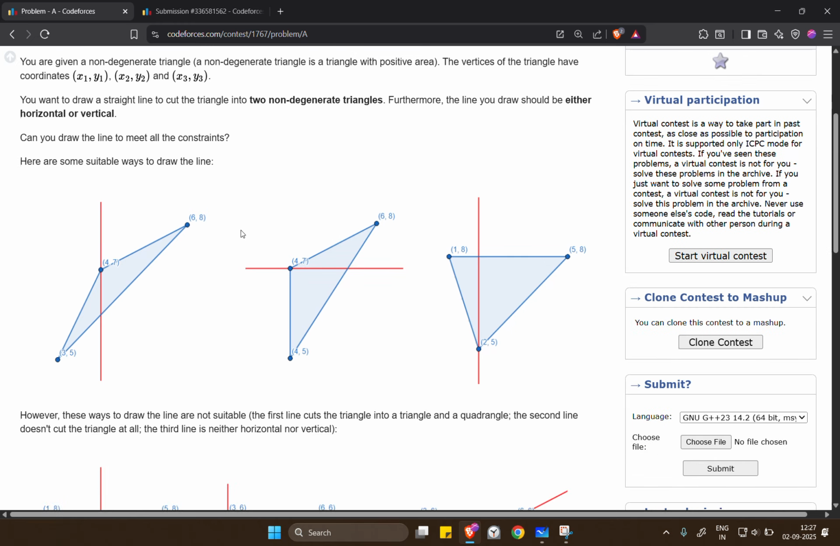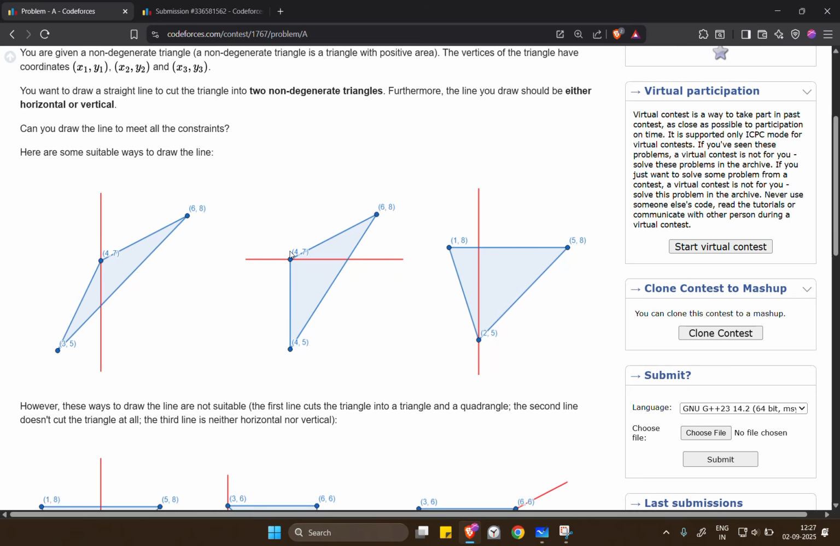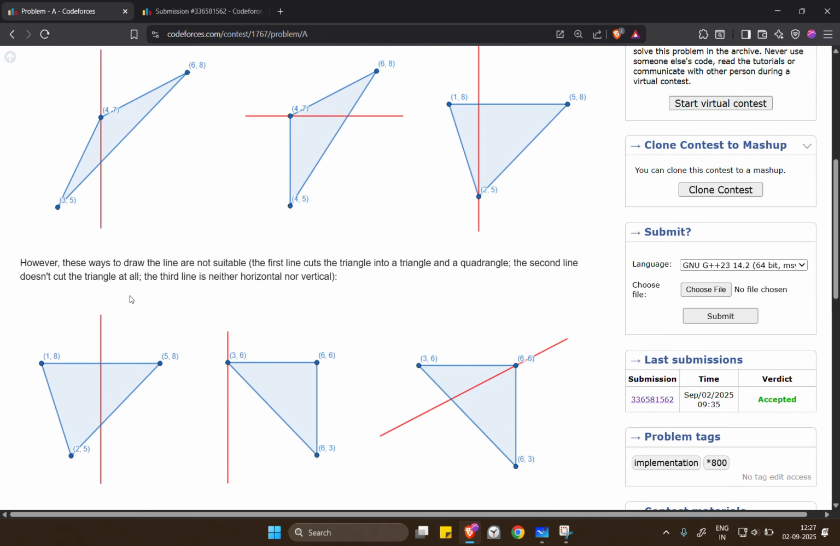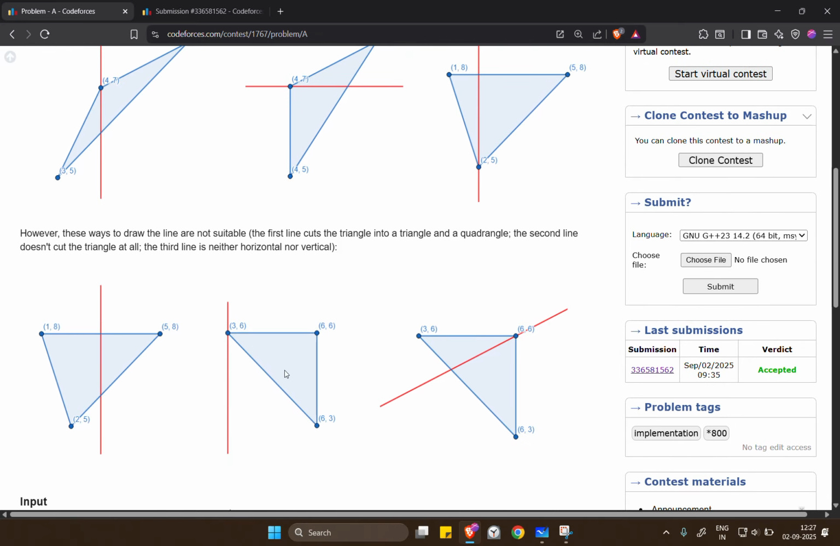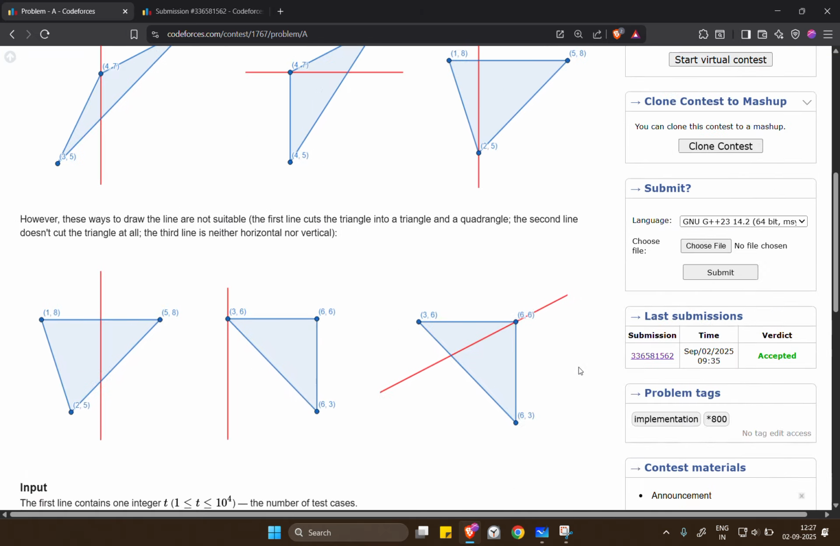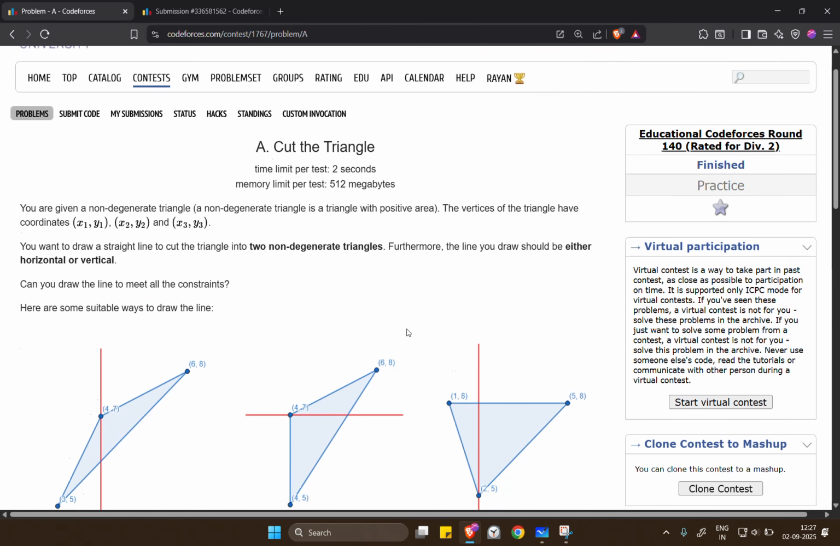Okay, so these are some proper ways to cut the triangle, and for these three triangles the output should be yes. For this one also the output should be yes, but you can't draw the line in this way, because it is like a figure of four sides, and it is not basically a triangle. And here it is not getting cut into two parts, and here your line is not vertical or horizontal. So yeah, the logic here is pretty simple.